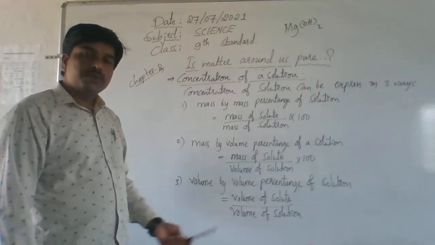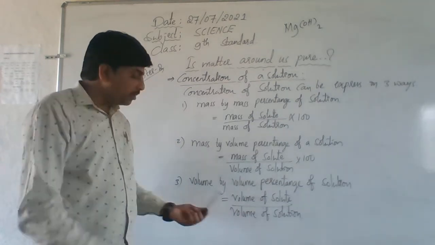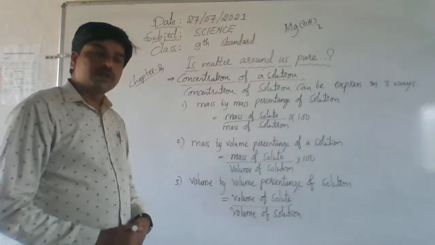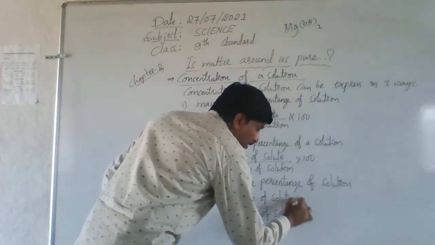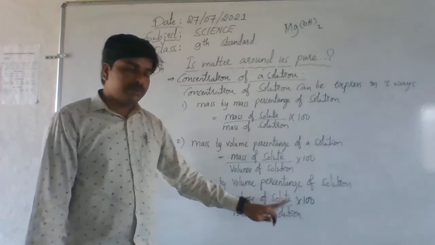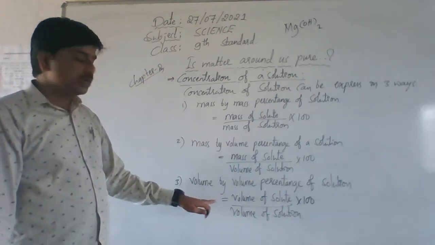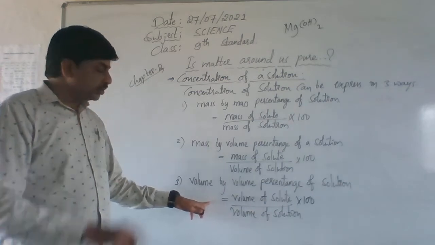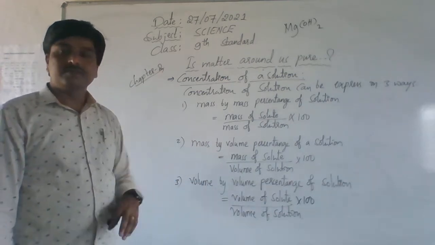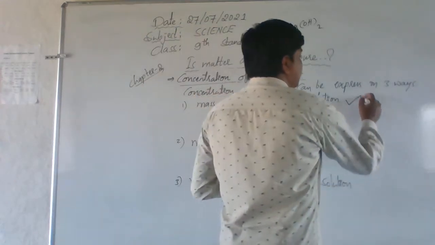The third method is volume by volume. Volume of solute divided by volume of solution, into 100. By using this method, you can check the concentration of solution by the volume by volume method. Understand? But for your 9th standard, only one method is recommended.